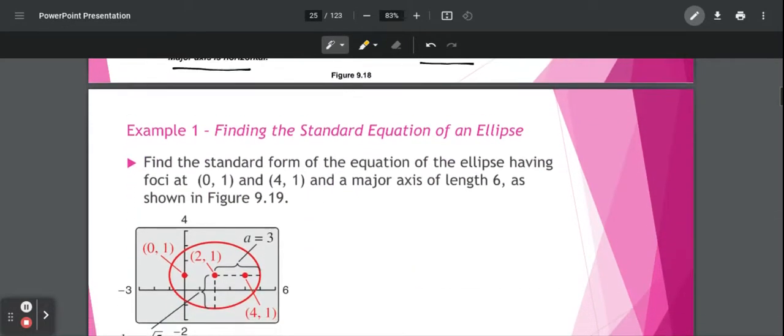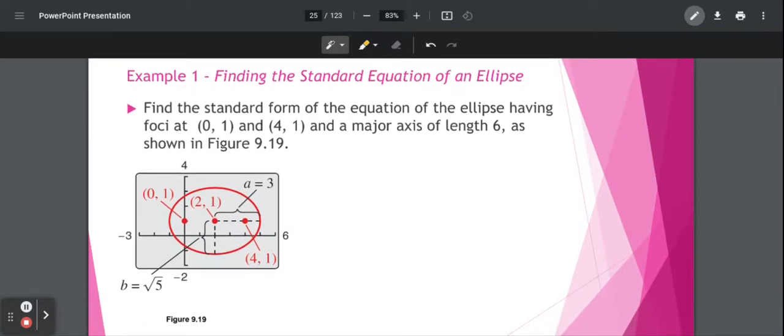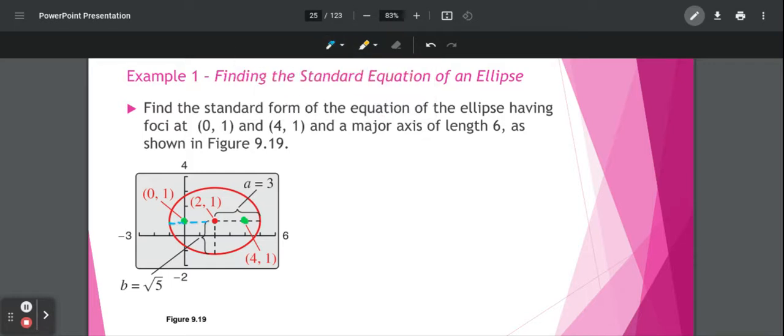So in our first example, we have to find the standard equation of an ellipse, having foci at (0, 1) and (4, 1). So they've given us those points. The major axis has a length of 6, and we know that the foci are on the major axis. So our major axis will go from here to here, and we know that that length is 6, as shown in the figure. So a is 3, and they give you that b is the square root of 5.